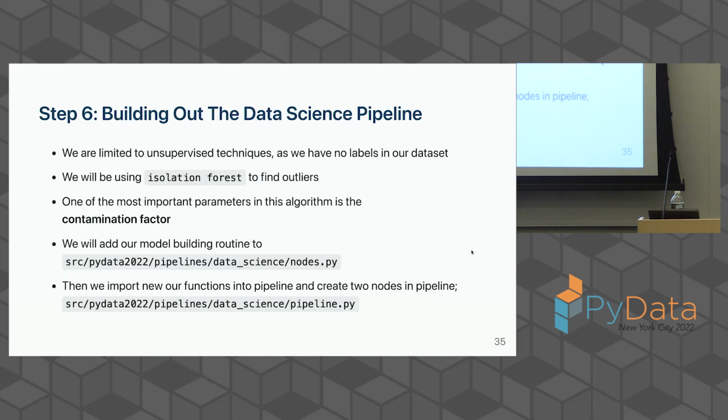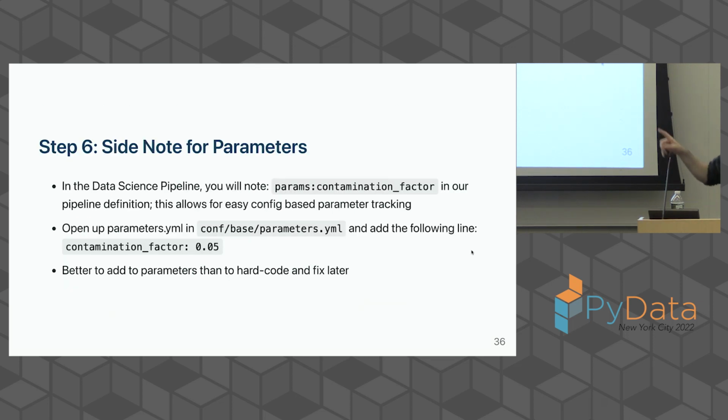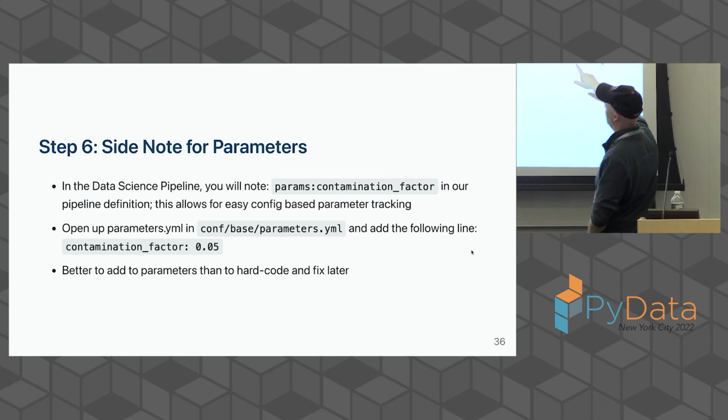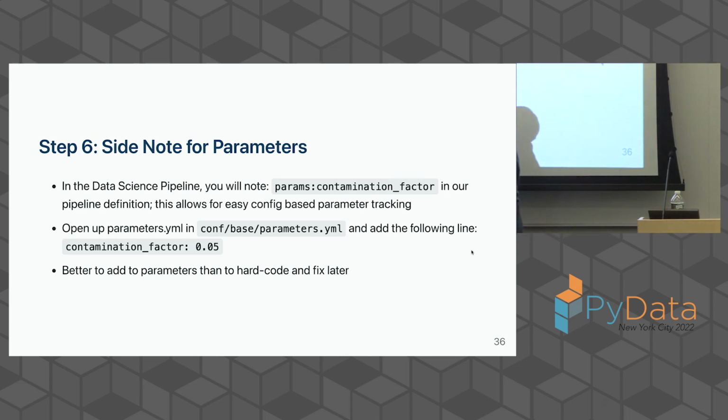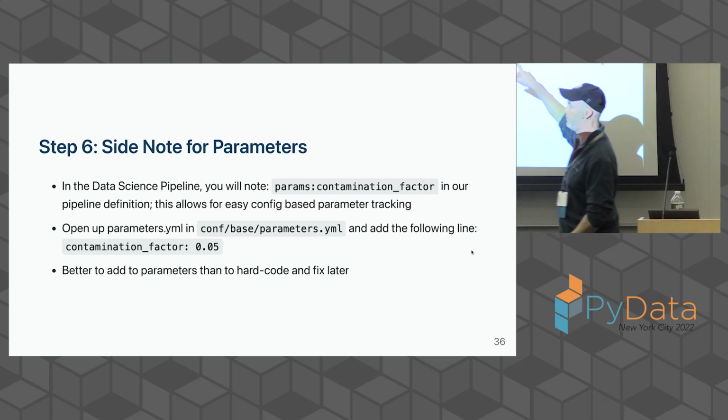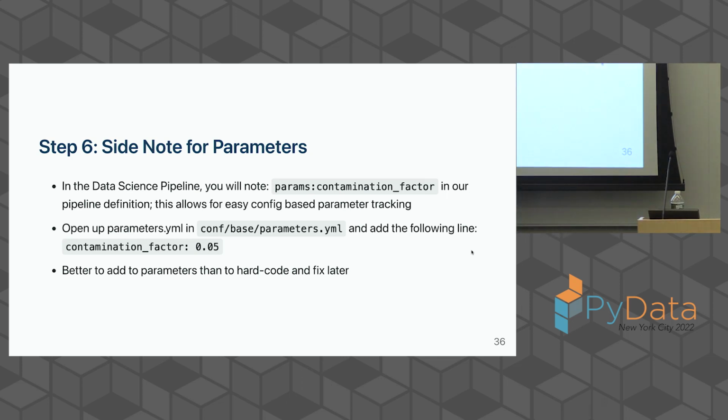So I kind of talked about this already. This right here is the data science part that you went ahead and already did. And so this is on the parameters. The implementation factor would go into the conf base parameters.yaml file as implementation factor, colon, some small value, less than 1 or so.